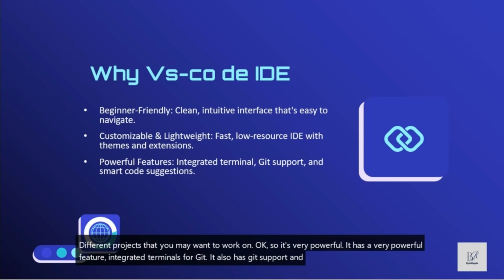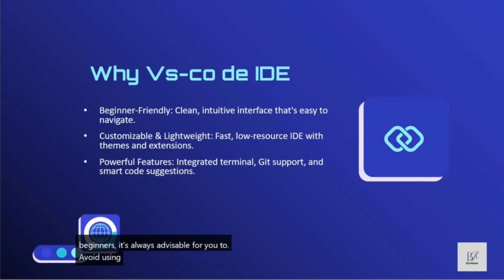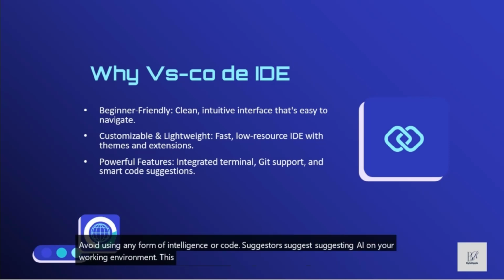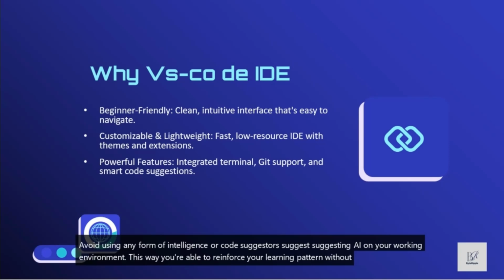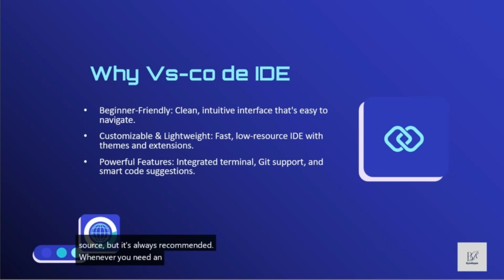There are smart code suggestions, so you can install IntelliSense, but I think for every programmer starting off, especially beginners, it's always advisable to avoid using any form of IntelliSense or code AI in your working environment. This way, you are able to reinforce your learning pattern without getting so much assistance. It's not a bad thing to get assistance from an external source, but whenever you need assistance, it's better to use Google. Google is your friend, as they say.